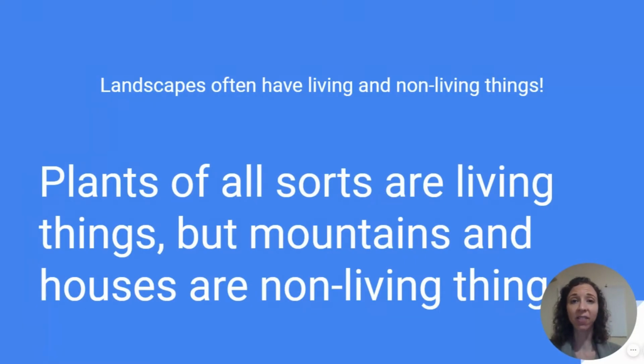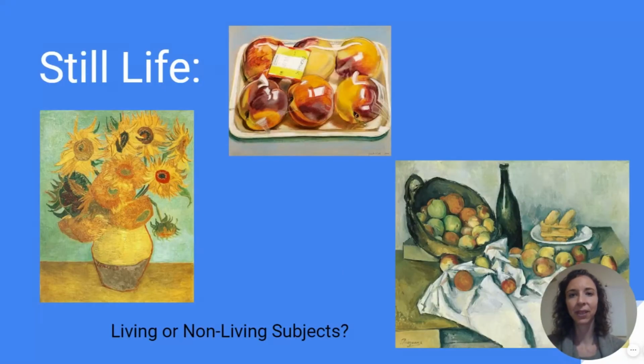Landscapes often have living and non-living things in them. Plants of all sorts are living things. So we saw trees and we saw flowers and bushes, and those were living things. But mountains and houses are non-living things.